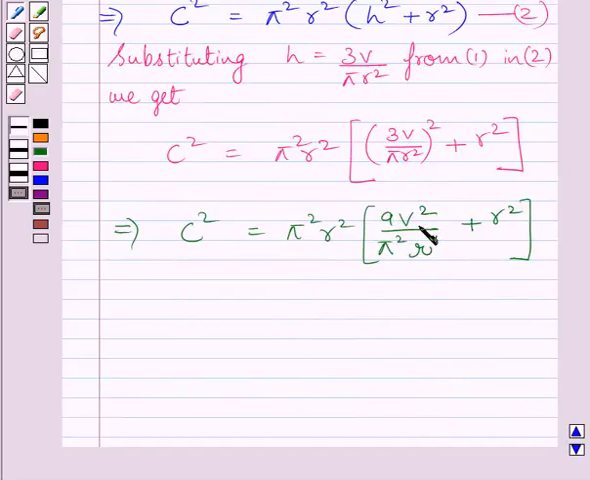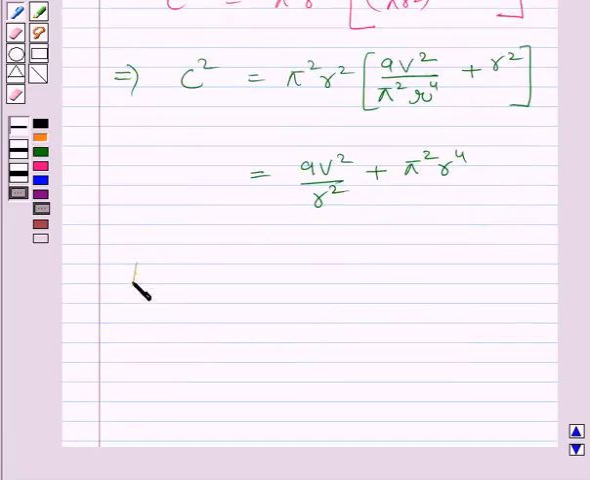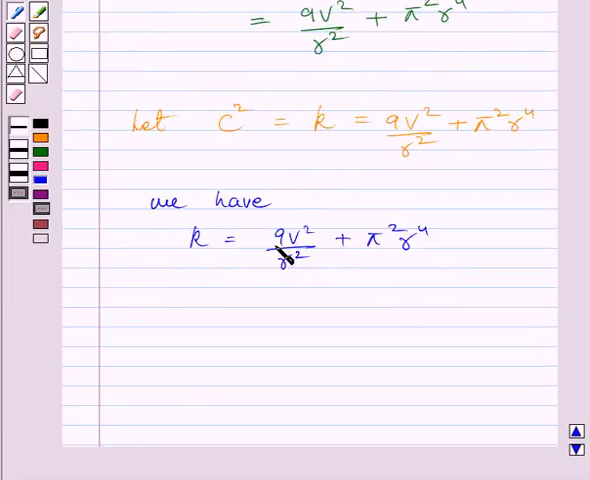Now, multiplying this bracket with pi square R square, we get 9V square upon R square plus pi square multiplied by R raised to the power 4. Multiplying these two terms, we get this term, and multiplying these two terms, we get this term. Now, let us assume that C square is equal to constant K. So, we get K is equal to 9V square upon R square plus pi square multiplied by R raised to the power 4.